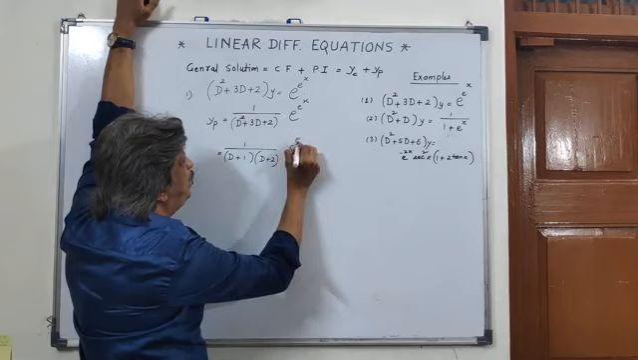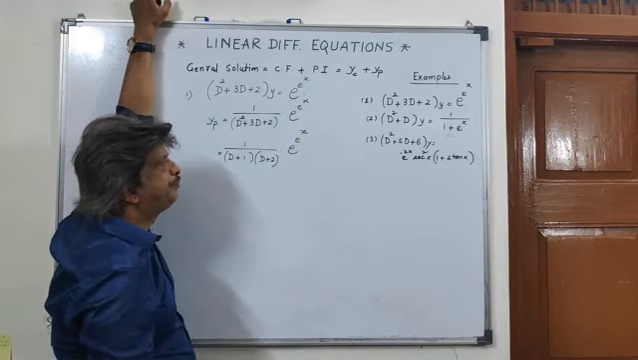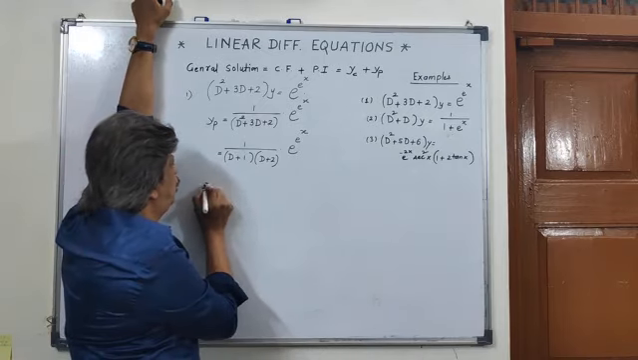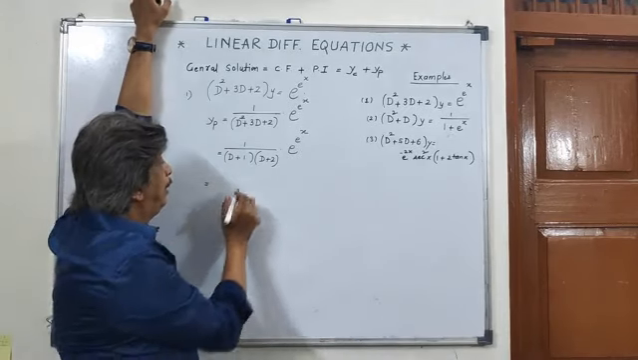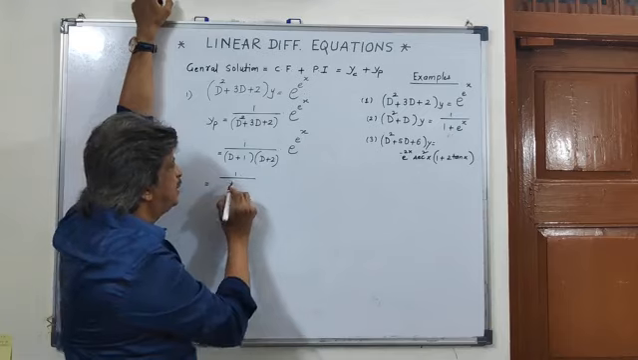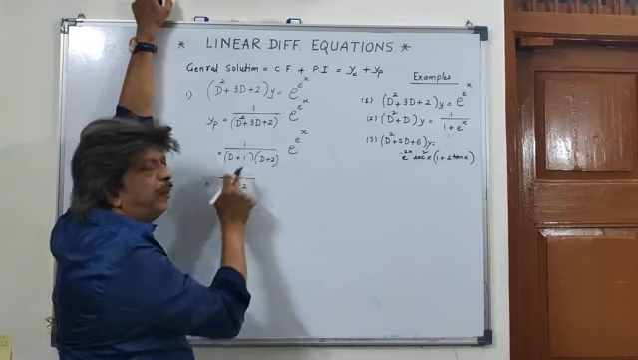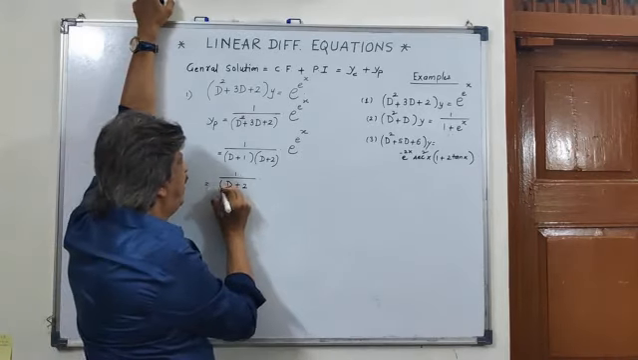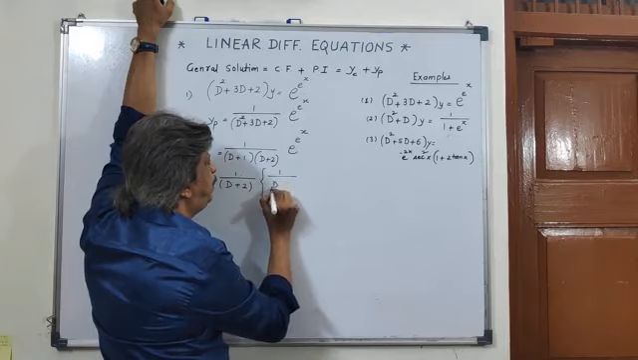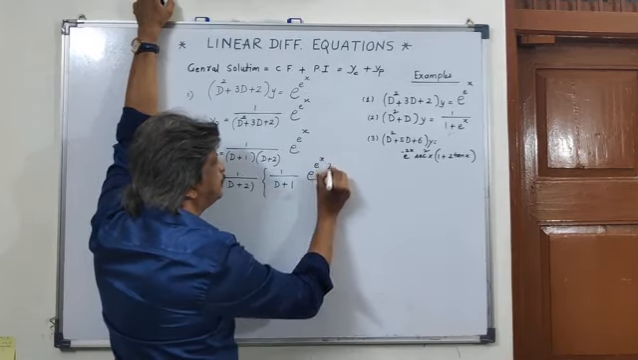Into e to the power x. This is further equal to, I am writing this step as this, note this: 1 upon d plus 2, I am keeping this d plus 2 factor outside and multiplied by 1 upon d plus 1 into e to the power x.